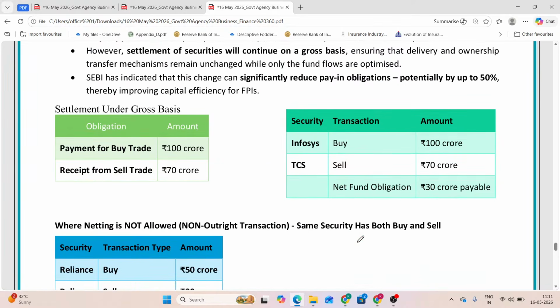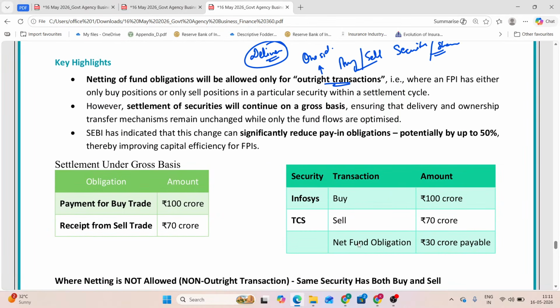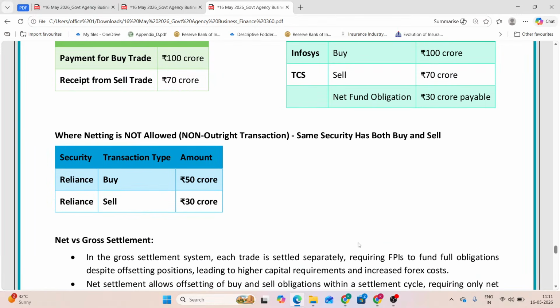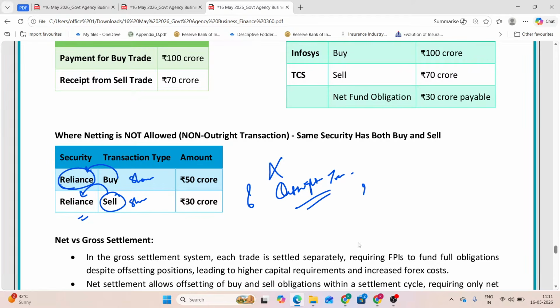Now, can we say this is an outright transaction? If you are buying the shares of Reliance and you are also selling the shares of Reliance, is this an outright transaction? This is not an outright transaction. Why is it so? Because in this case, you are not doing a one-sided transaction for a security. You are both buying it and selling it.